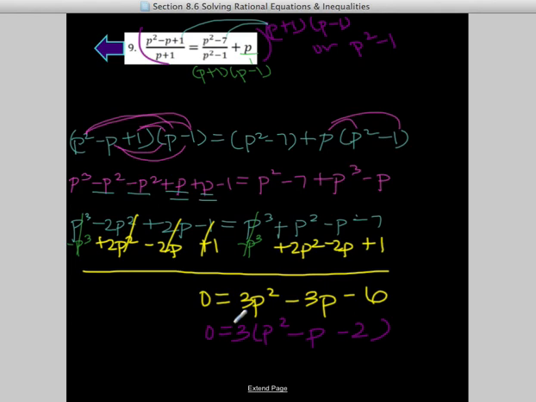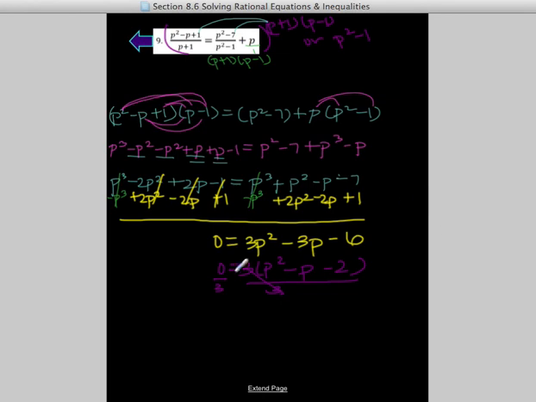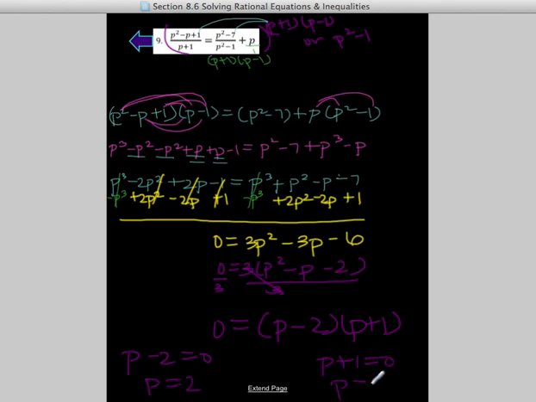If I divide both sides by 3, those will cancel. So I have 0 over 3, which is 0. And then I can just factor this piece. Well, what multiplies to negative 2 but adds to negative 1? Well, negative 2 plus 1, that would give me that. So I solve my answers. So I have p minus 2 is equal to 0. So if I add 2 to both sides, p equals 2. P plus 1 equals 0, so p equals negative 1.